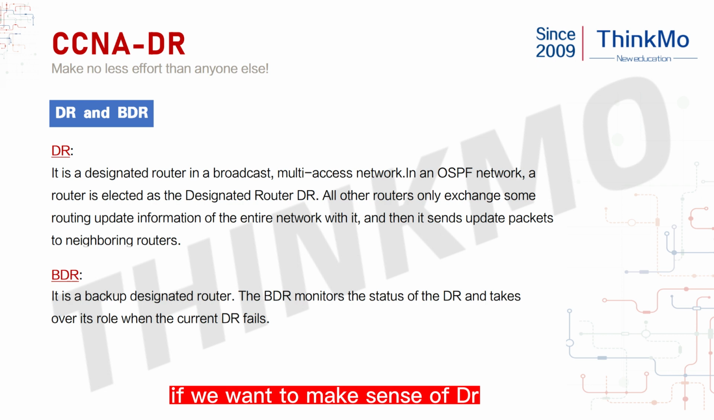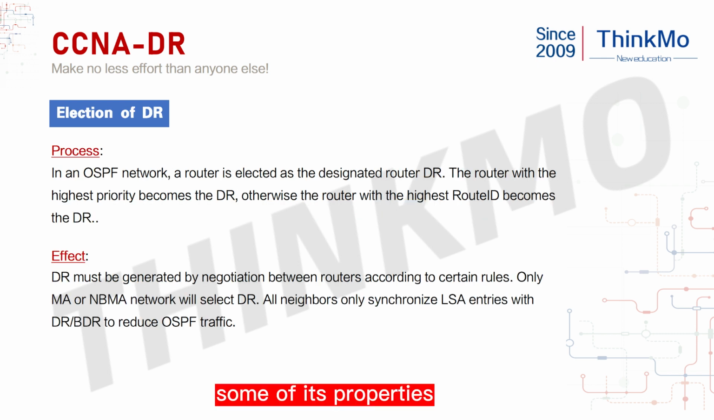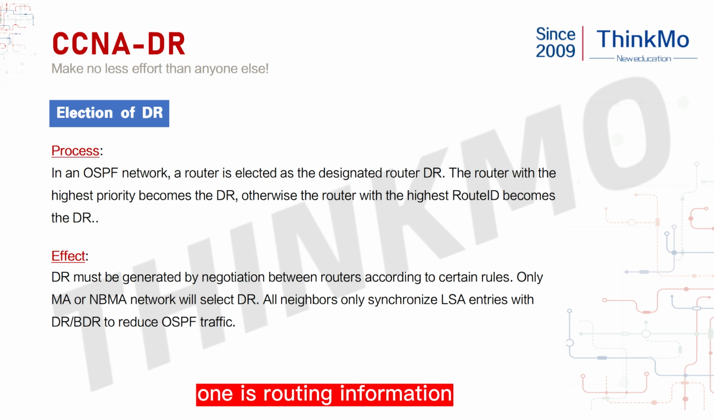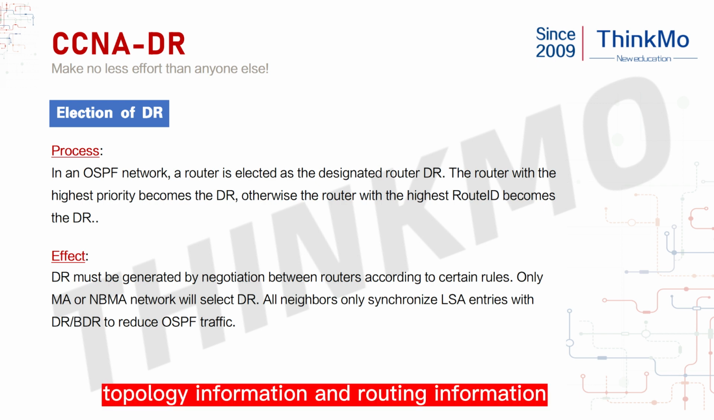If we want to make sense of DR, why can't it be preempted? The first thing is to figure out some of its properties. The LSA generated by it, what is the concept? It has information describing two parts. One is the topological information we mentioned. One is routing information. So in here, topology information and routing information.